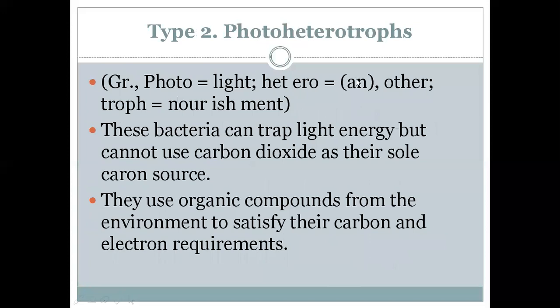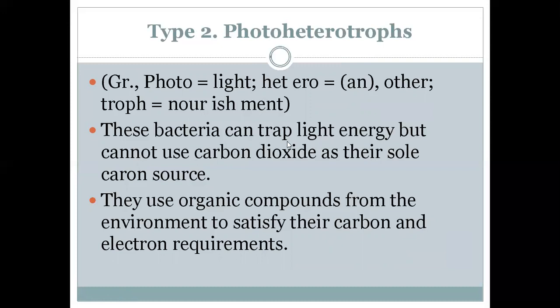Next, coming to the second category, that is photoheterotrophs. Photo means light, hetero means they are dependent on other organisms for their food. These bacteria can trap light energy but cannot use carbon dioxide as their sole carbon source. So as the term photo is involved here, they are taking up the light energy.